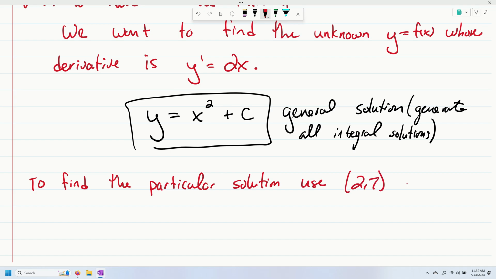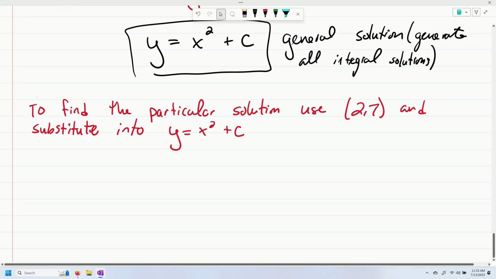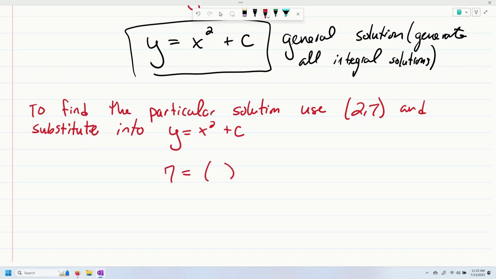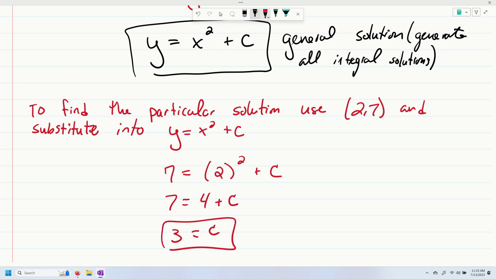use (2, 7) and substitute into y equals x squared plus c. So wherever we see y, we're going to put a 7. Wherever we see an x, we're going to put a 2. Remember, always put your parentheses first whenever you're making a substitution with exponents. So you end up getting 7 equals 4 plus c, or c equals 3.